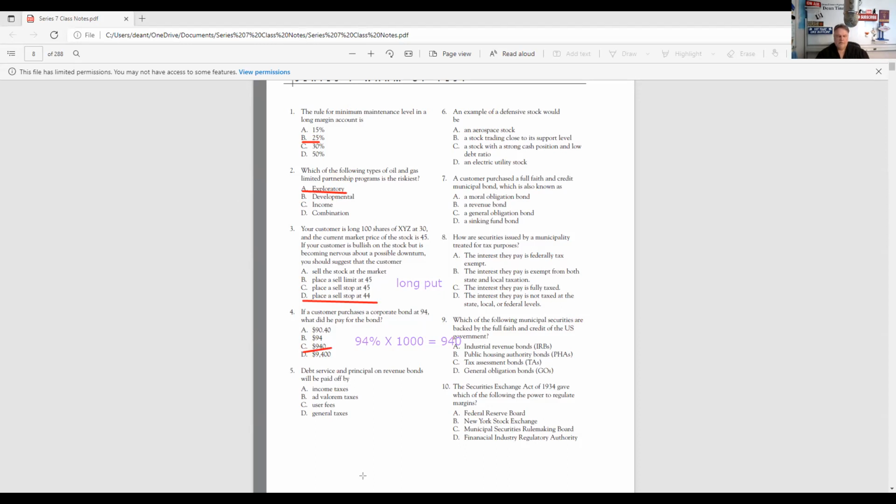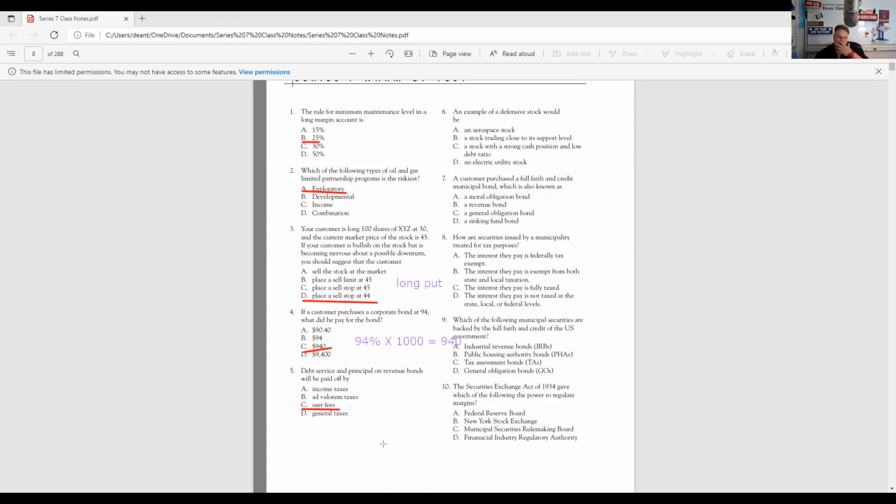Debt service and principal on revenue bonds could be paid by, again, we could get this right with the Sesame Street trick. One of these things is not like the other, right? And we said, boy, that's very testable, to be able to distinguish between GOs and revenues. User fees go with revenue bonds. Income taxes go to state GOs. A couple of cities, Philadelphia, New York, but primarily state GOs. Ad valorem is property taxes, local government, and other taxes, right?